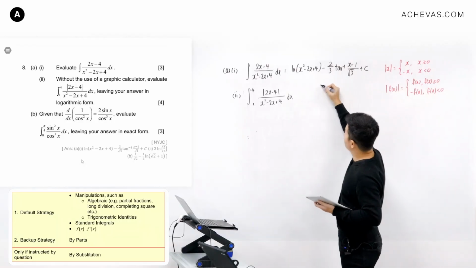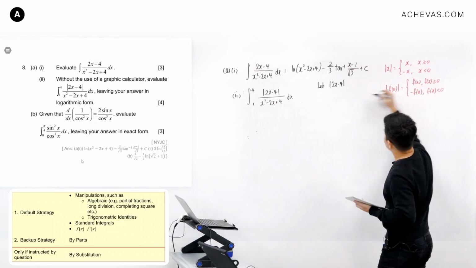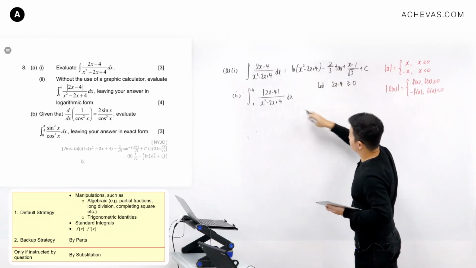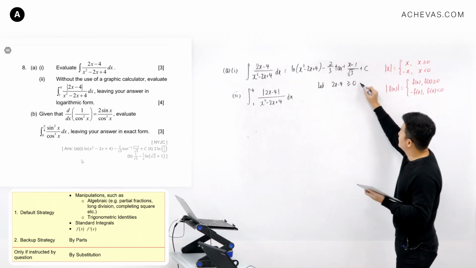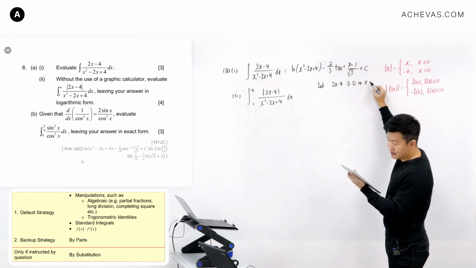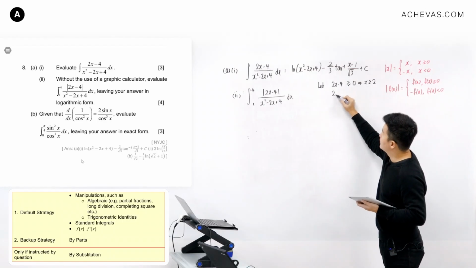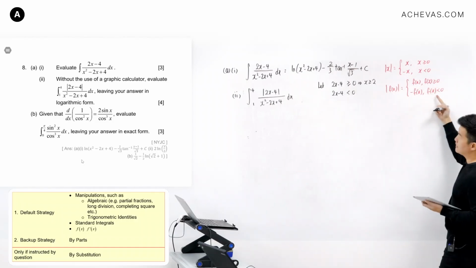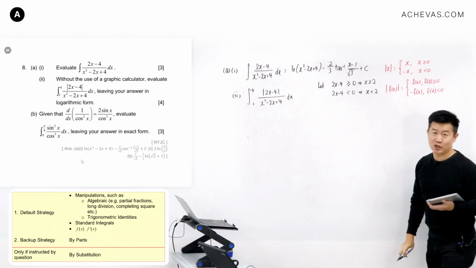So in this analysis, I'm going to let the modulus of 2x minus 4 be a case where the expression inside the modulus is bigger or equal to 0. So 2x minus 4 is bigger or equal to 0. This tells me that x is bigger or equal to 2. And if I let 2x minus 4 be less than 0, then this tells me that x should be less than 2.